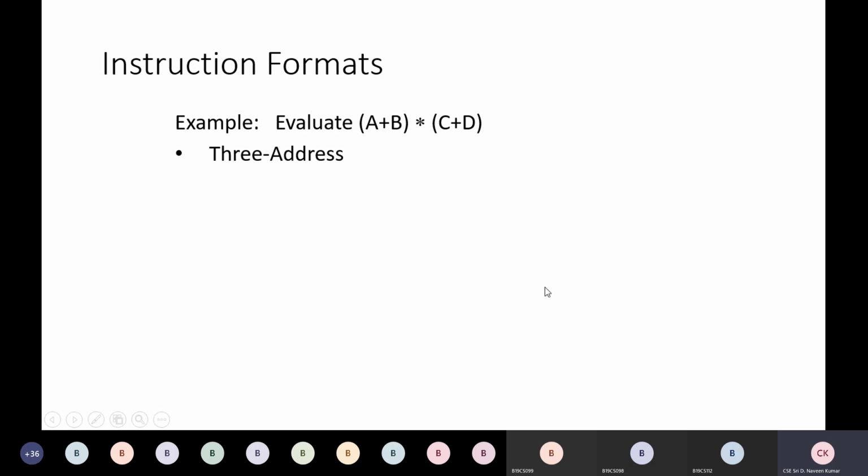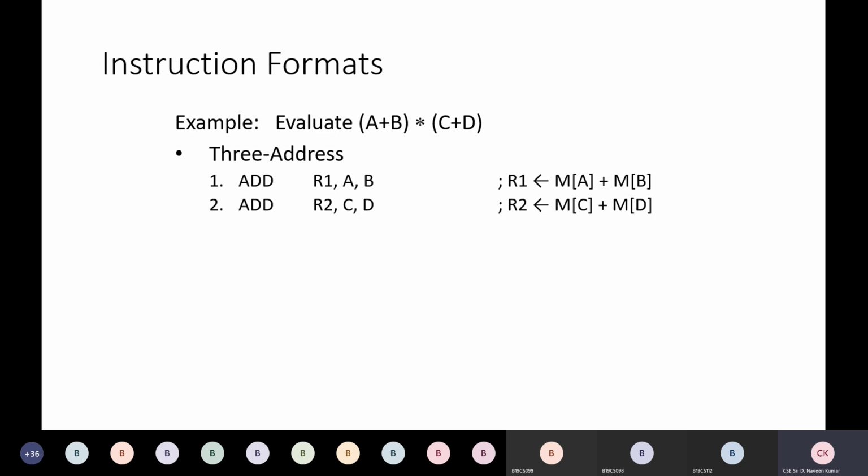And I had given an example of the instruction format and how it is evaluated. We already seen this one, evaluating it with the three address format. First A plus B will be calculated with this statement. You can assume this one is an assembly level instruction, written in assembly level language.